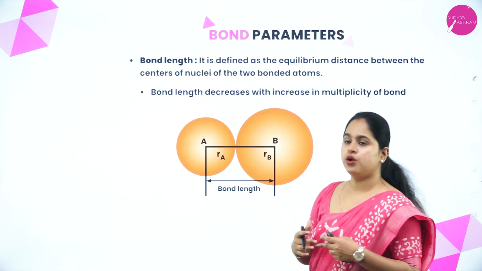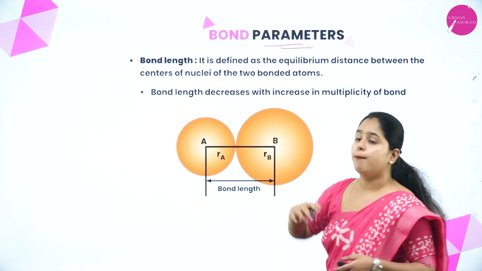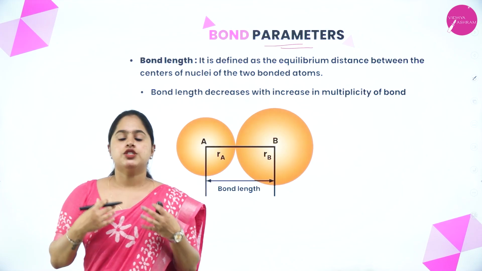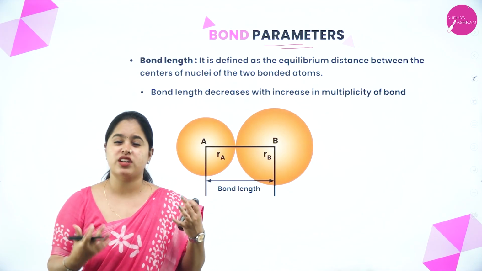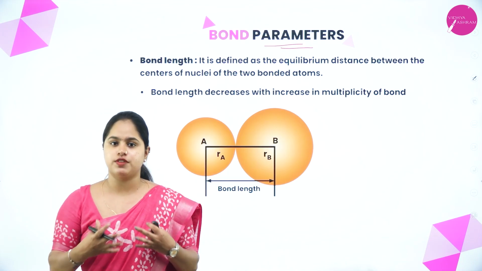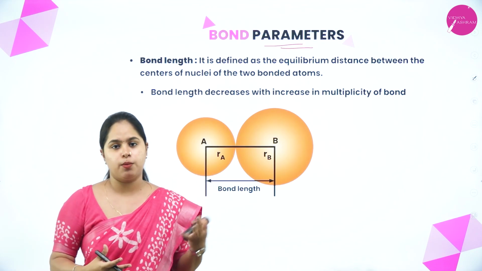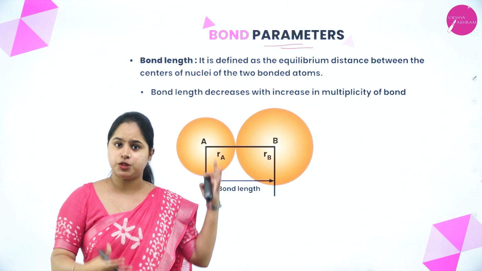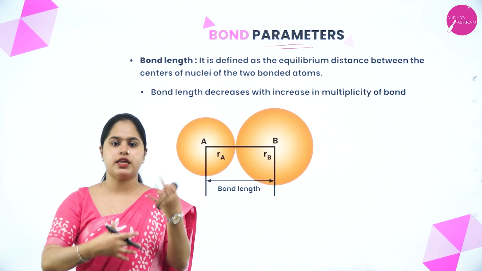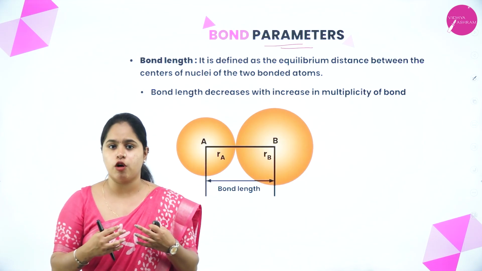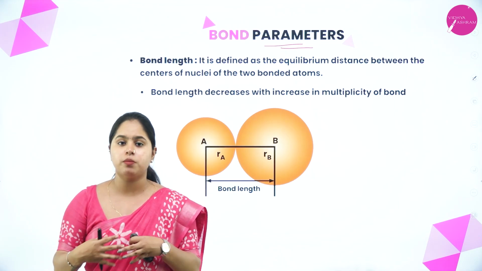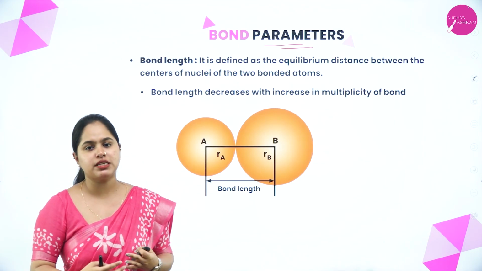Now, we are going to the next important topic, that is bond parameters. Why are we studying bond parameters? To understand the different factors which determine the stability and strength of the bonds which are formed, we need to study bond parameters, that is, on which parameters the strength and stability depend. We know that ionic or covalent bonds are formed between different atoms. So, on which parameters the stability and strength of these bonds depend, we will be studying in this session.